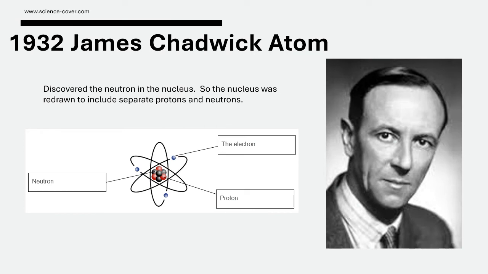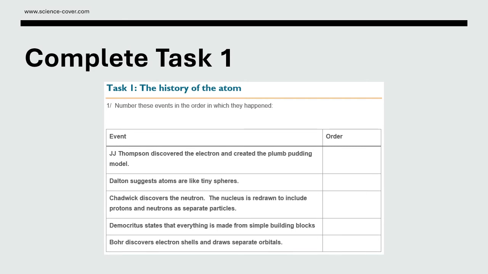In 1932, James Chadwick discovered the neutron. So the nucleus was redesigned so that rather than being one small positive mass, it contained neutrons and protons separately. Now pause the video and complete task 1, numbering the events in the order in which they happened.